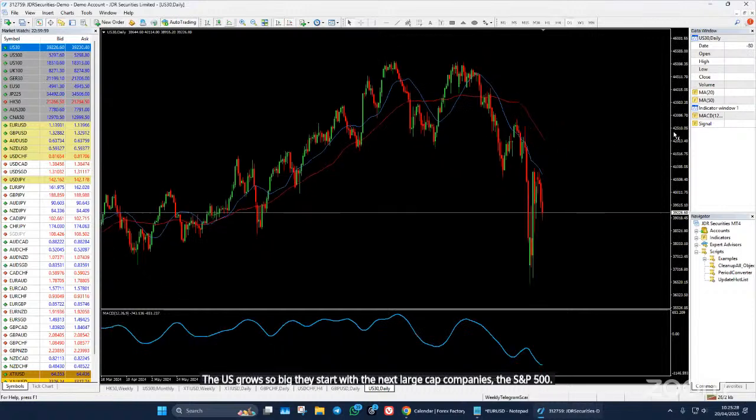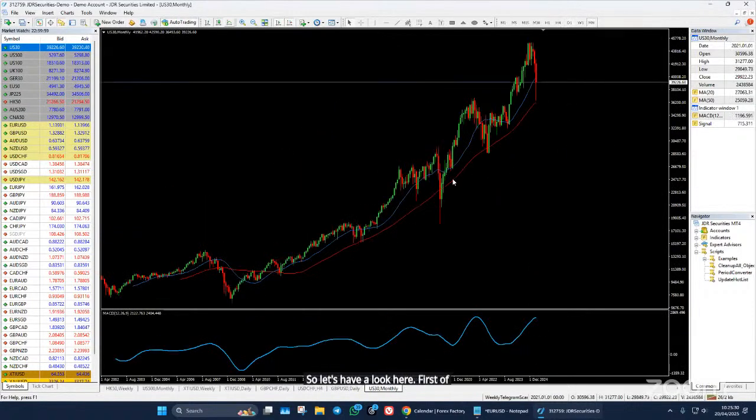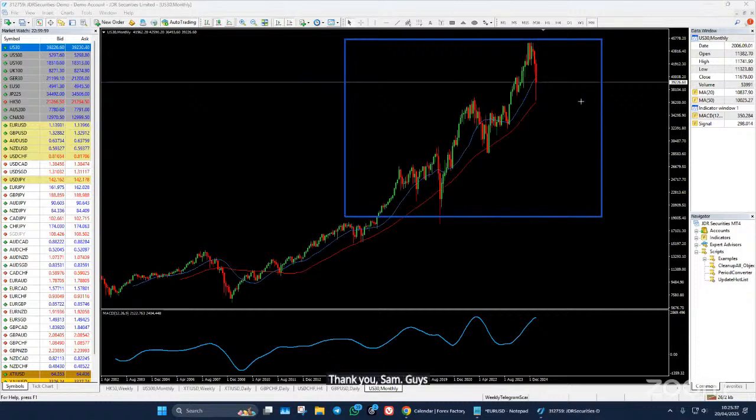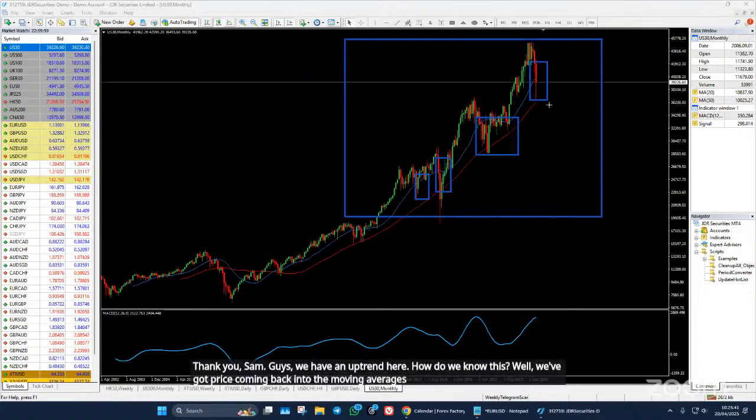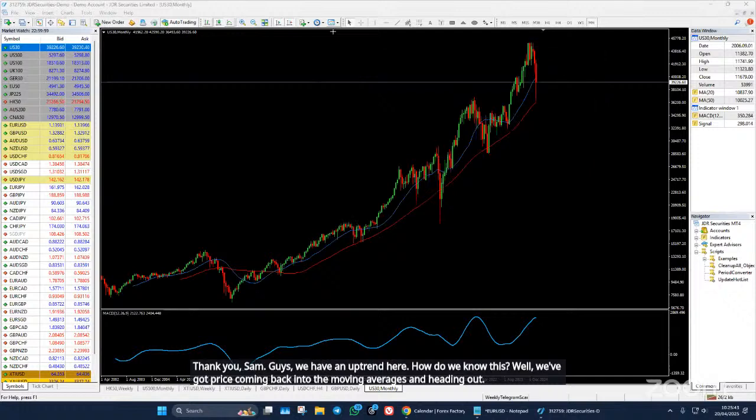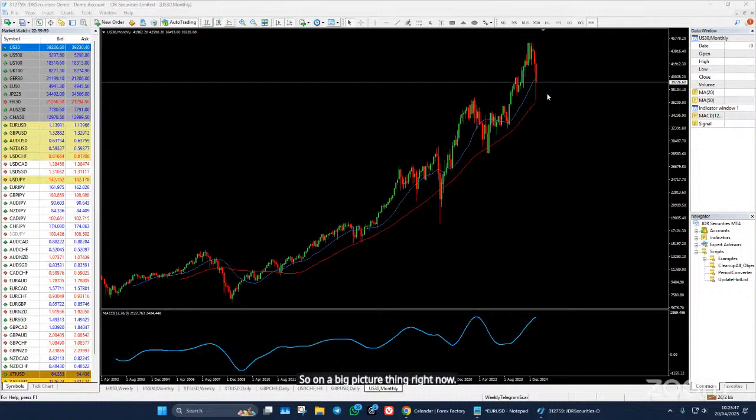So let's have a look here. First of all, we go to the monthly. Guys, we have an uptrend here. How do we know this? Well, we've got price coming back into the moving averages and heading out. So on a big picture thing right now, we're still pretty much in an uptrend for the most part.